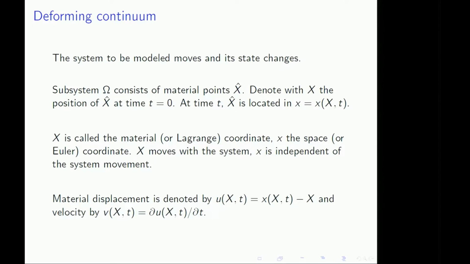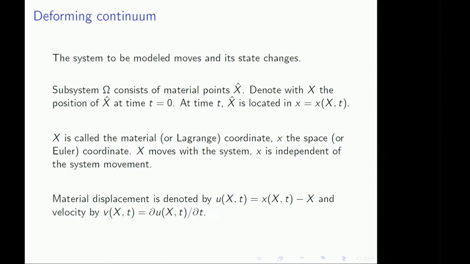We denote with capital X the position of x hat at some reference time, t0, that we will fix. So basically we will label the material points by a coordinate or position at certain reference time that we can basically choose at our will. At some other time, t, x hat is located somewhere in space, and that position is denoted by small x, which is a function of the original position and of time. So it's a function of capital X and t.